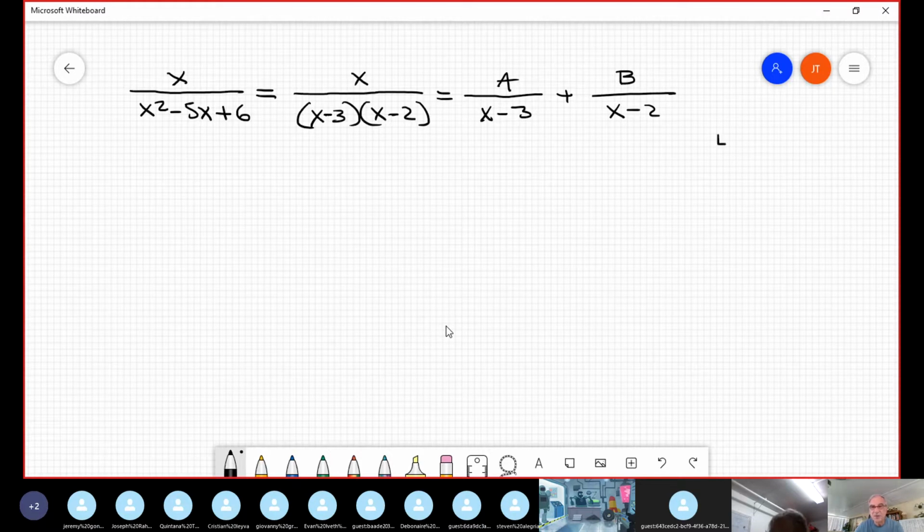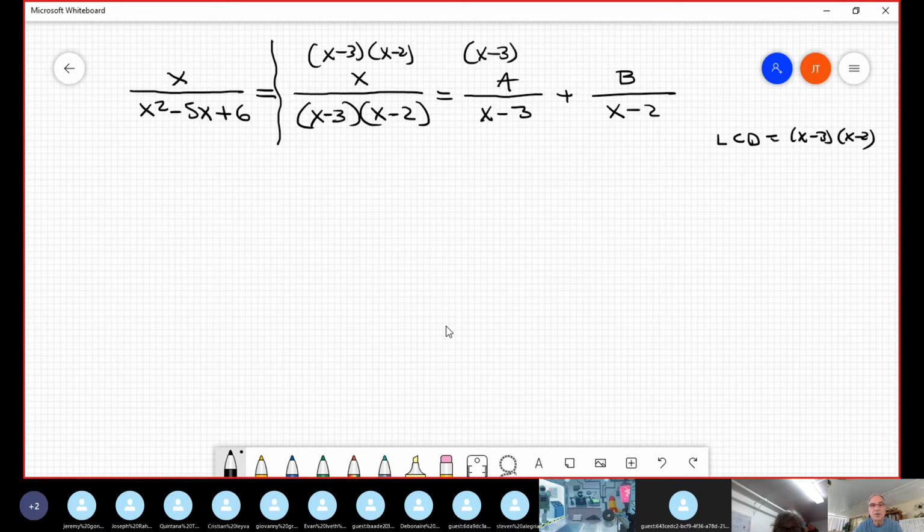But it's always the same, it's super easy. First of all, you find the least common denominator. And the least common denominator is obviously x minus 3 times x minus 2, okay? And you multiply the entire equation by the least common denominator. When you multiply the entire equation by x minus 3, x minus 2, it multiplies each term. So okay, here everything cancels.